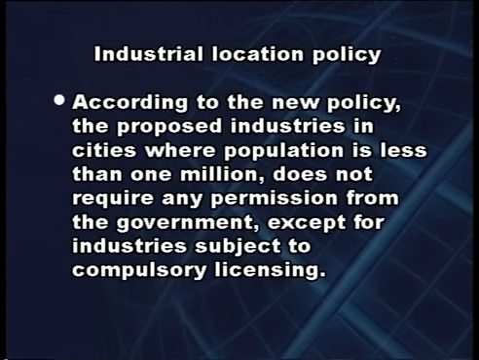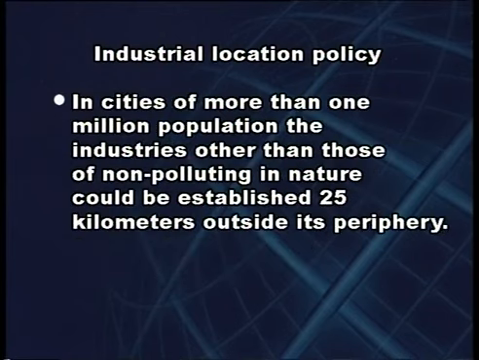The industrial location policy. According to the new policy, the proposed industries in cities where population is less than 1 million do not require any permission from the government, except for industries subject to compulsory licensing. In cities of more than 1 million population, the industries other than those of non-polluting in nature could be established 25 kilometers outside its periphery.